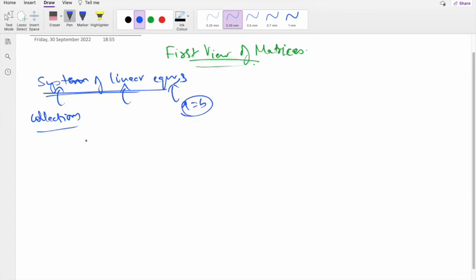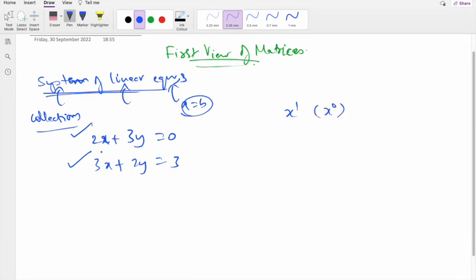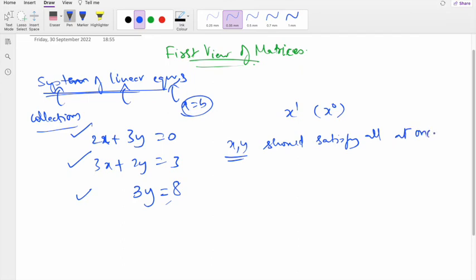Let's say I have something like this: 2x plus 3y equal to 0, and 3x plus 2y equal to, let's say, 3. These two are equations in themselves. They are linear in the sense that the unknown variables, x and y here, appear in linear form, that is in powers of 1, or they can also appear in powers of 0. So I can always have another equation which says 3y equals 8 or whatever. A system is a collection of these equations, with the constraint that whatever value you find for x, y should satisfy all of these at once. You cannot pick and mismatch.